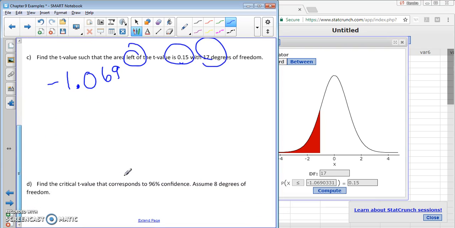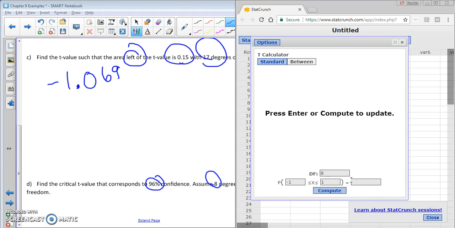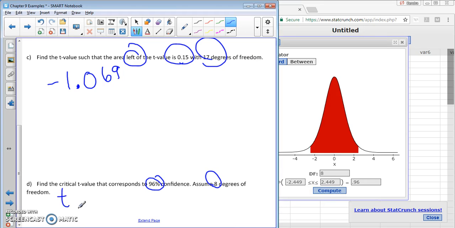So one more of these. We're going to find the critical value that corresponds to the 96% confidence with 8 degrees of freedom. So we're going to come over here to between. Our degrees of freedom is 8, and 96% confidence. We're using the critical values, so this is t sub alpha over 2. So we're going to use the positive one, so this is 2.449. So that's how we would find our t values.